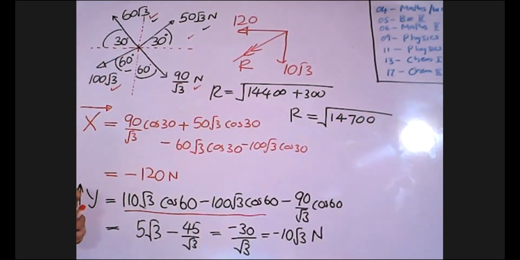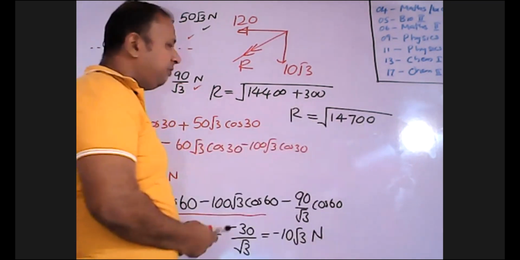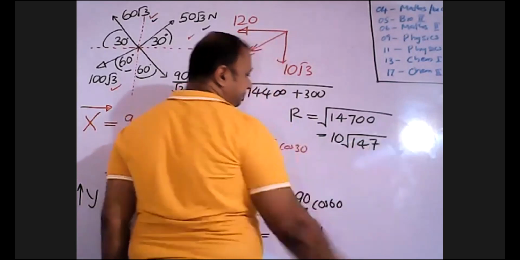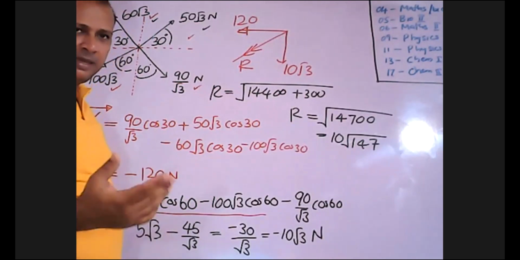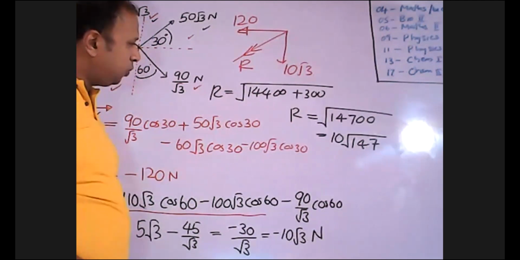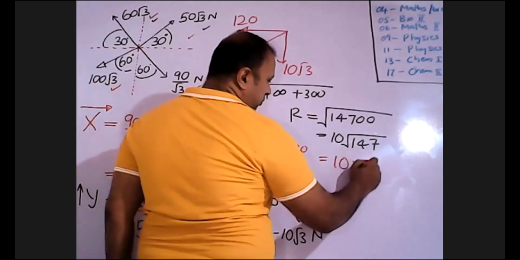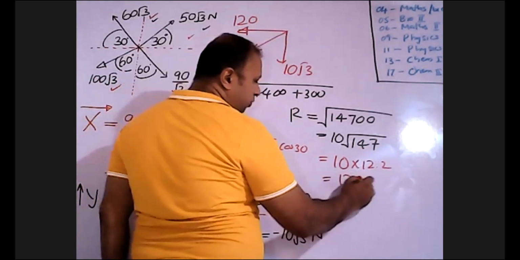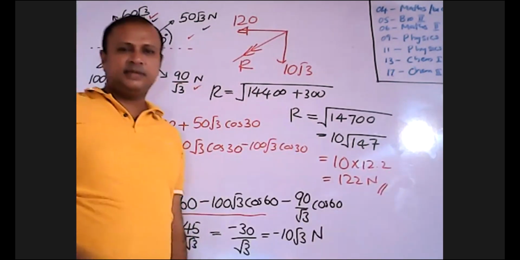the square root of 14700. 100 is a common factor here, so I can take 100 out, and that means it will be 10 times root 147. 147, I can take it as 12.2, approximately 12.2 or 12.3. The answer is 122 Newton.